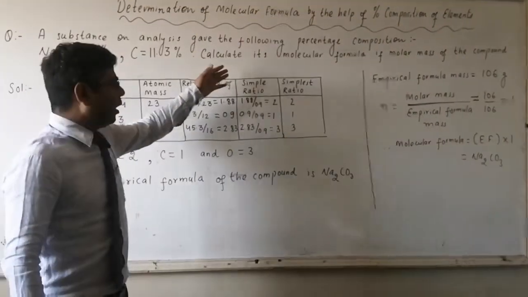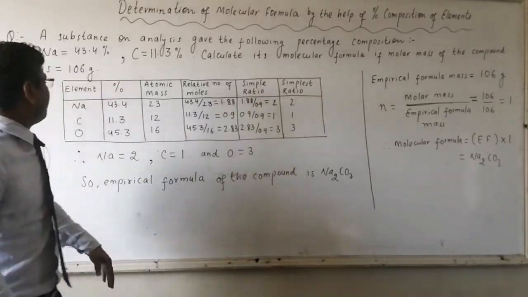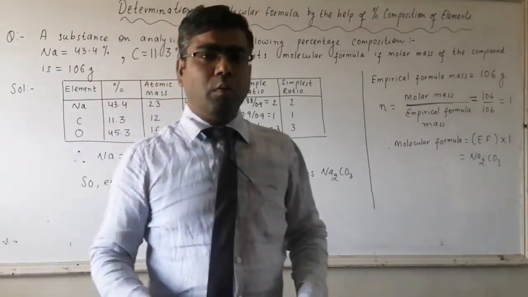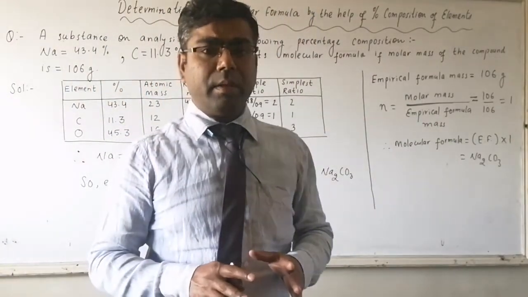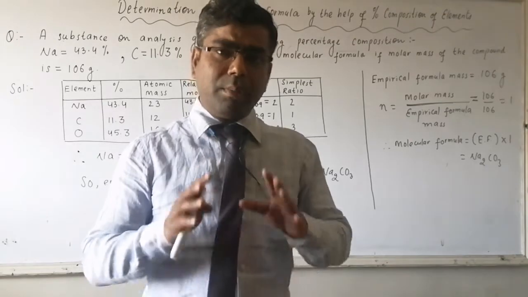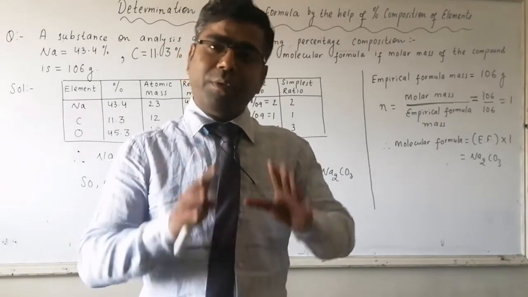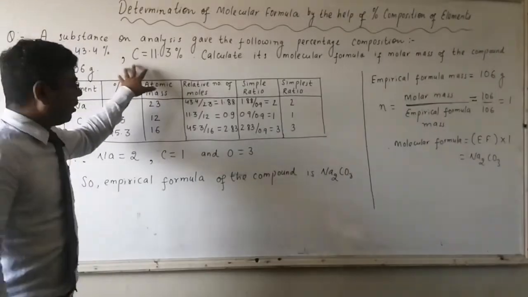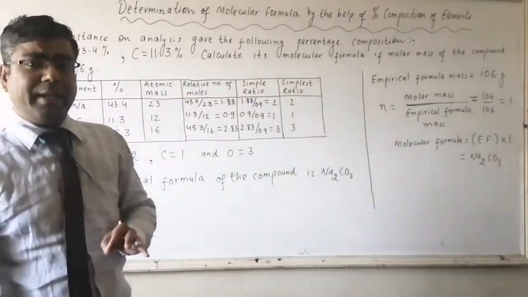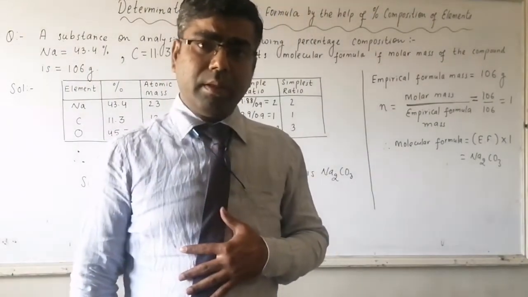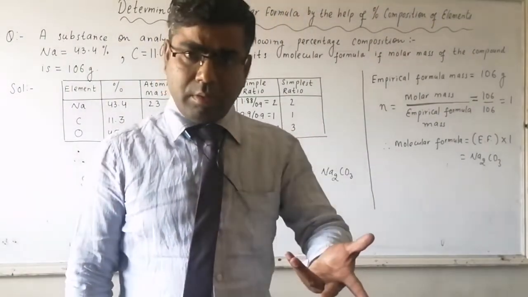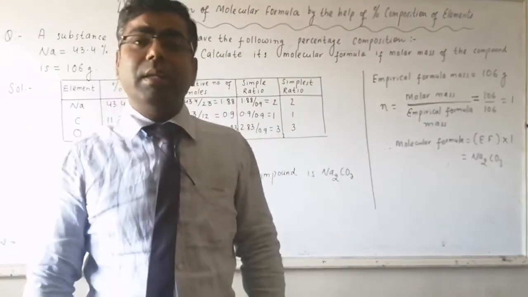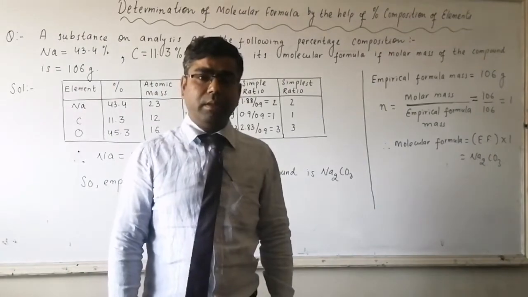Now calculate its molecular formula if the molar mass of the compound is 106 gram. 106 gram is the molar mass of the compound given. So with the help of the percentage composition, first we will find the empirical formula, then we will find the factor n, and after finding factor n, we will solve for the molecular formula.